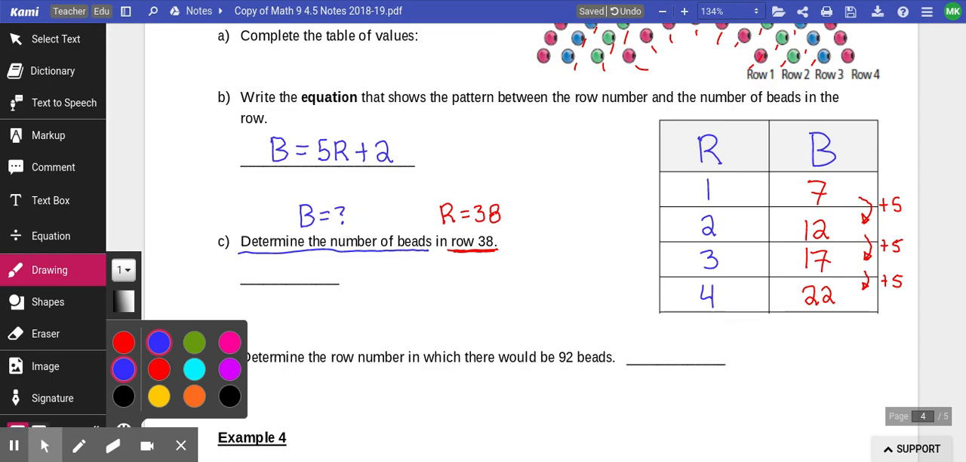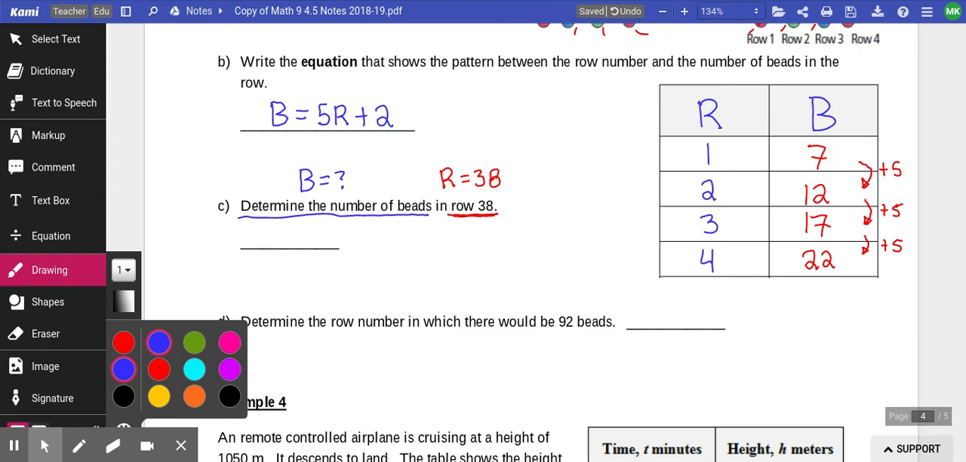Yes, sir. I just did 5 times 34 and then added 22 for row 4. Yeah, that would work. I think. Let me see what the answer is. If you got the same answer, it should work. I think it should work. Yeah. I see what you're doing.